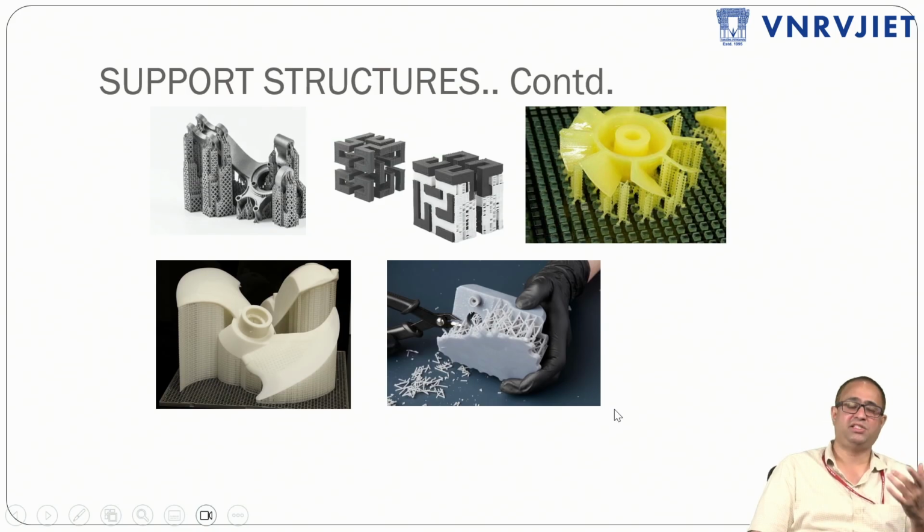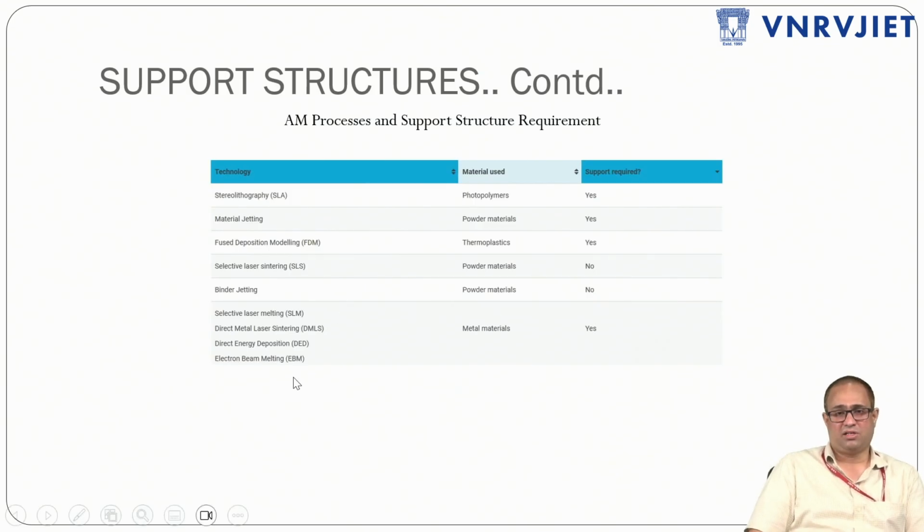It's not as easy as with FDM or SLA printed parts. Now we can see the standard techniques and where support structures are required. In the case of SLA, support structures are obviously required, so we optimize the supports. For material jetting and fused deposition modeling, support structures are also required. For selective laser sintering, since it's powder-based, the adjacent unsintered powder itself acts as support, so no additional supports are required.